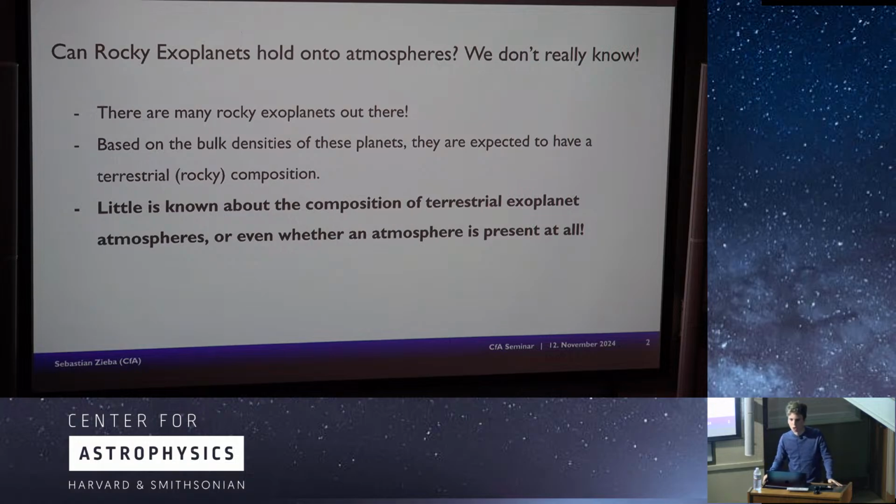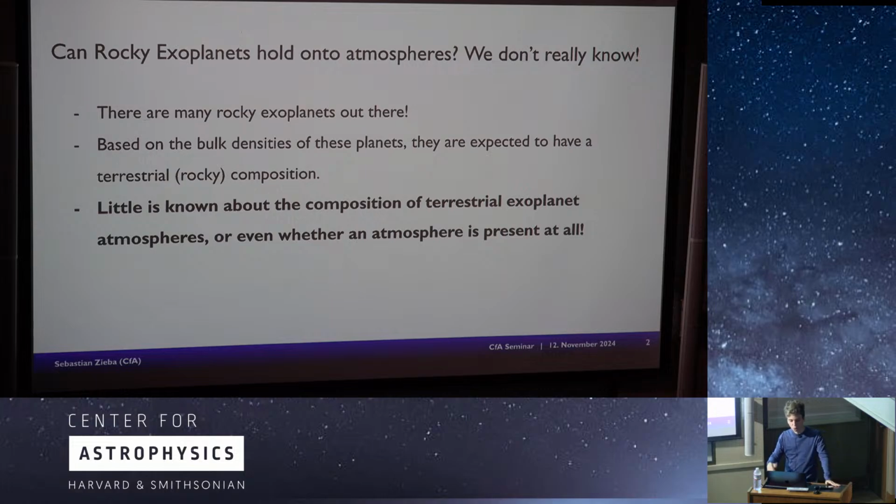As a little bit of background, you might know that we've already discovered many exoplanets in the past few decades. We now know of around 6,000 exoplanets. And from all these discoveries, we know that there are many rocky exoplanets out there. For several of them, we have really nicely measured their masses and radii, so we know their general bulk density really well.